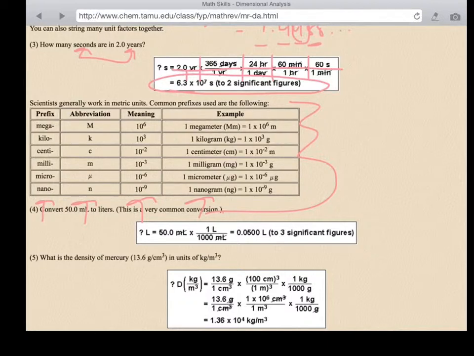Write what I want on the top. Put in a numerically equivalent relationship. Right, well, if I'm looking at milli, milli means it's 1,000th of the base unit.